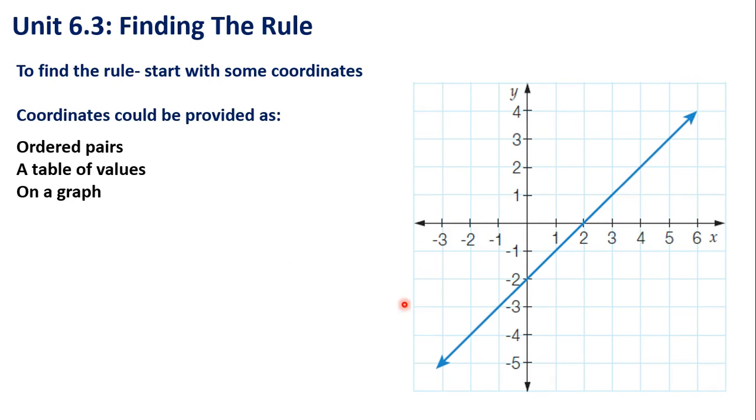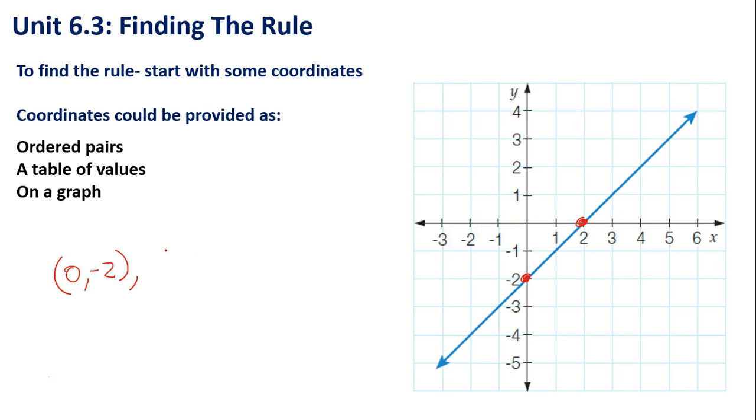Okay, so now we'll look at some examples where we have a linear graph and we've got to work out the rule. So to do that, we need to pick a few points on our graph. So let's say this point here, that's at x equals 0, y is negative 2. So there's one coordinate.